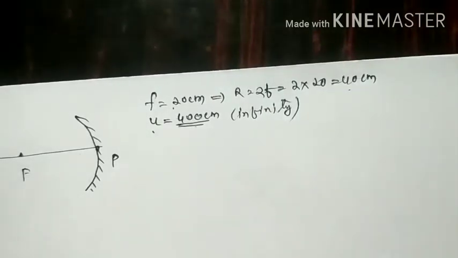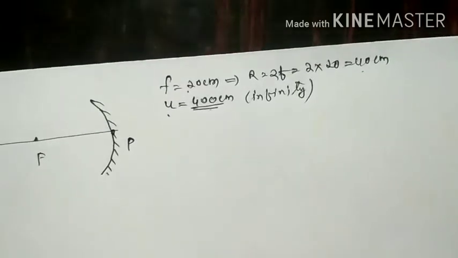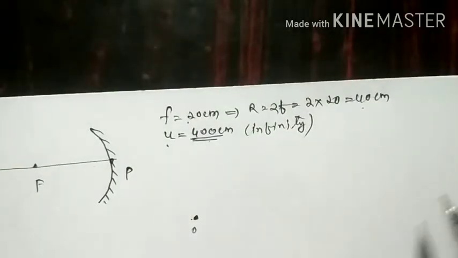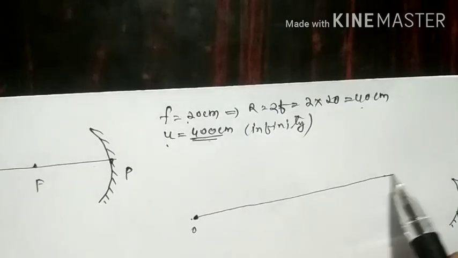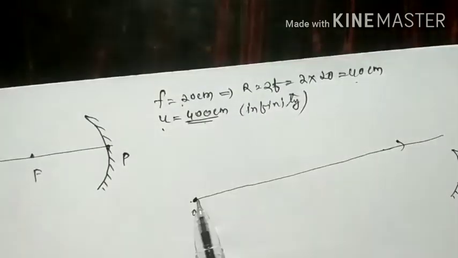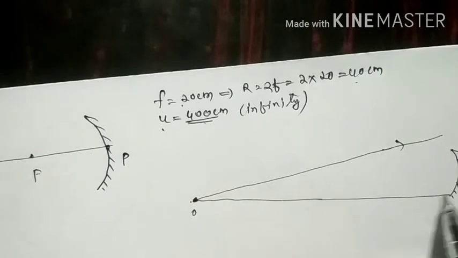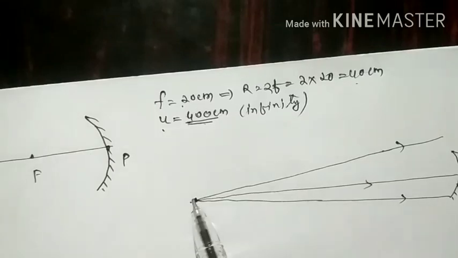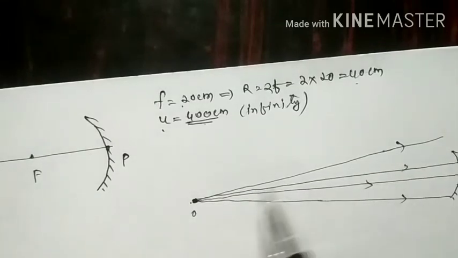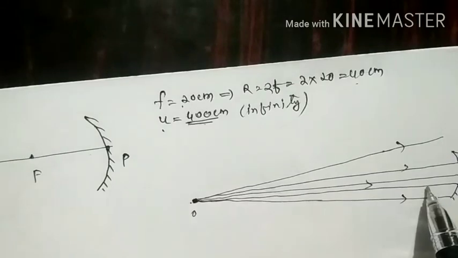So first of all, you try to understand the meaning of infinity. Whenever the object is at infinity, let me give you a rough idea. So this is the object and here is the mirror. For example, we consider this is a very large distance. Normally the light rays diverge from the object. So this is a divergent beam. From any object, the light rays are going to diverge.